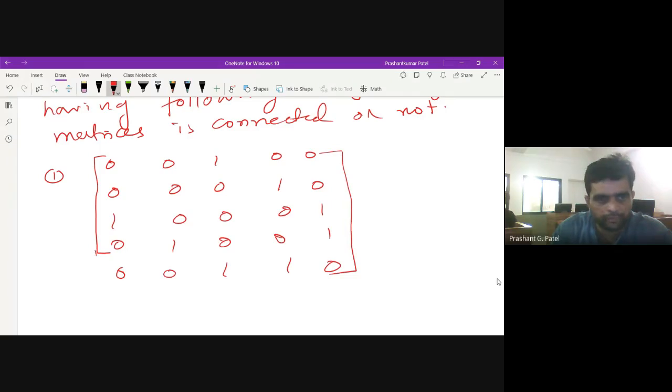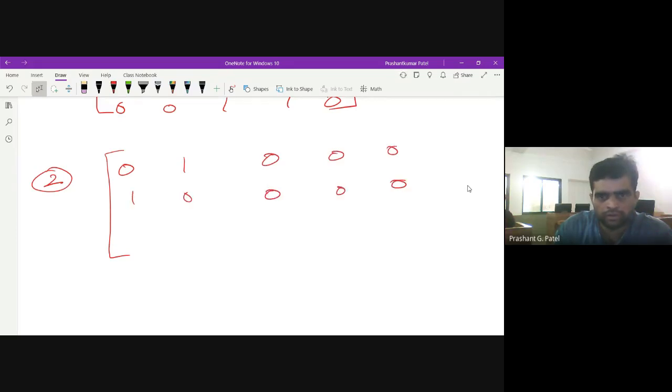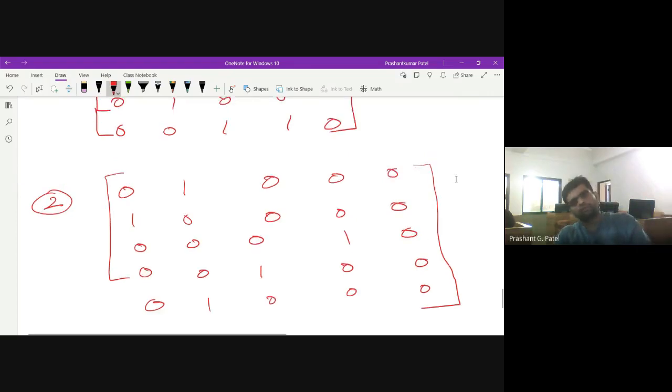This is the adjacency matrix of the first graph. The other one is this: 0 1 0 0 0, 1 0 0 0 0, 0 0 0 1 0, 0 0 1 0 0, 0 1 0 0 0. So this is another graph. Okay, check whether these two graphs are connected or not. So you know now what to do.